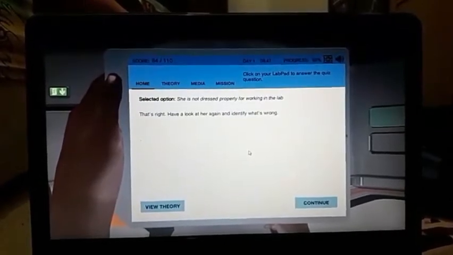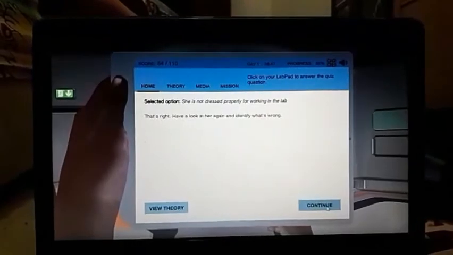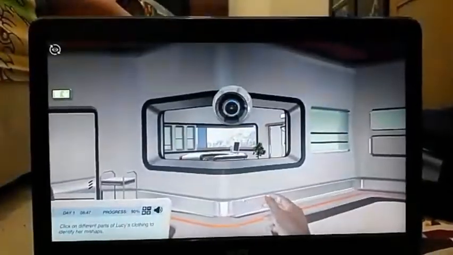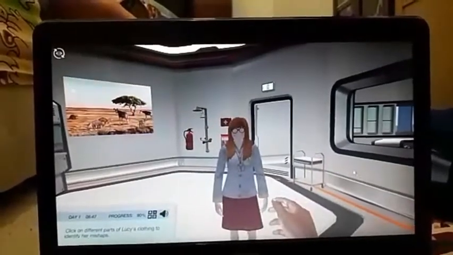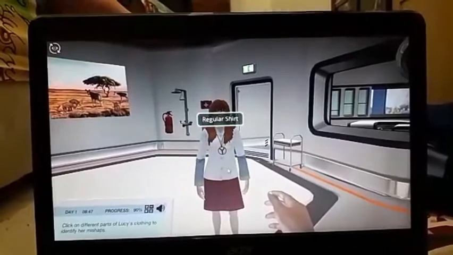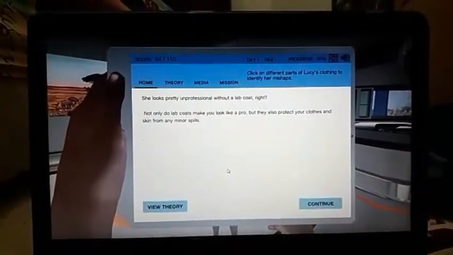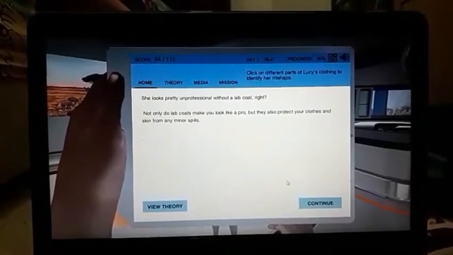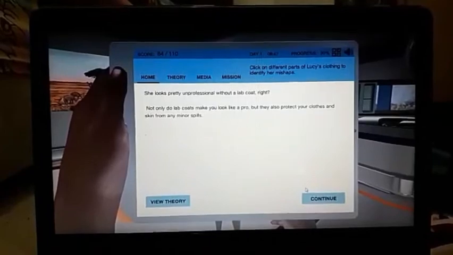That's right. Have a look at her again and identify what's wrong. Click on different parts of Lucy's clothing to identify her mishaps. She looks pretty unprofessional without a lab coat, right? Not only do lab coats make you look like a pro, but they also protect your clothes and skin from any minor spills.